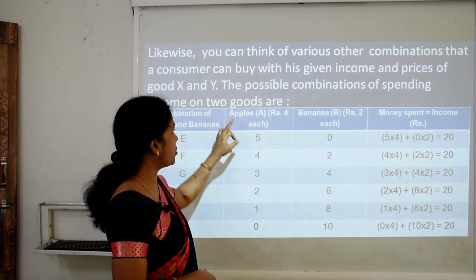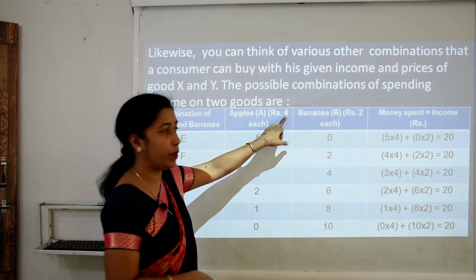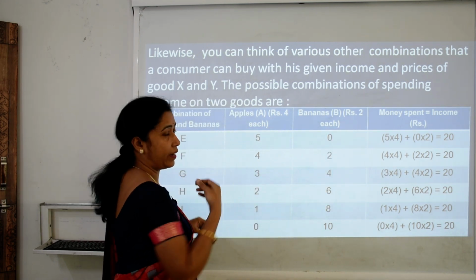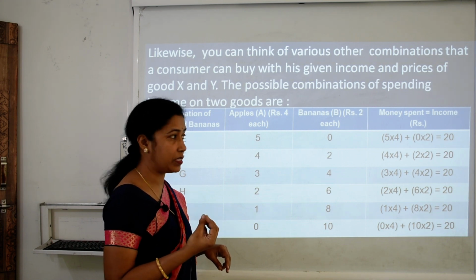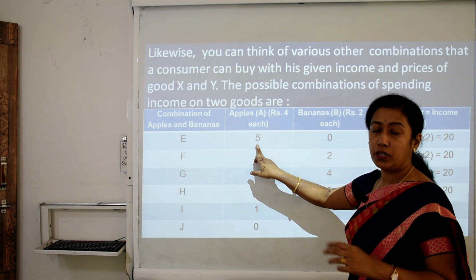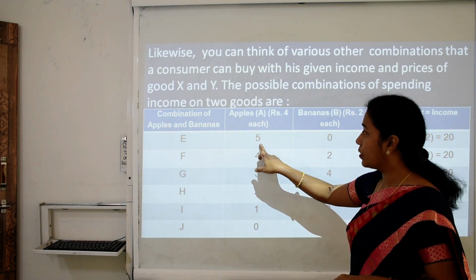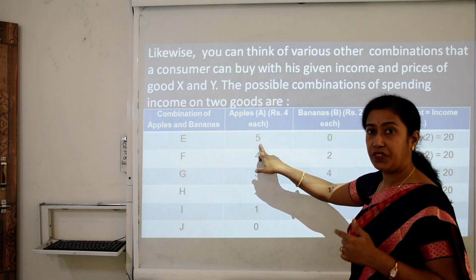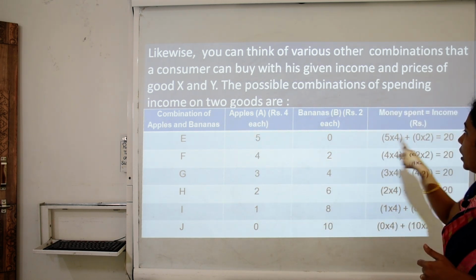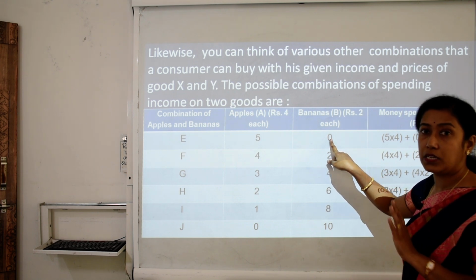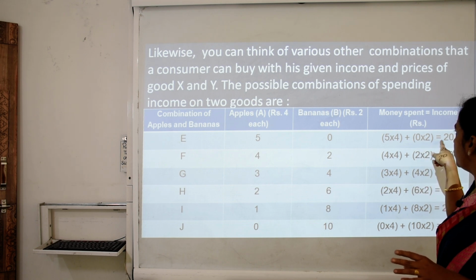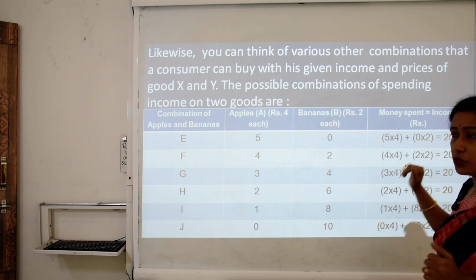Now what is the combination? Apples cost 4 rupees each, bananas cost 2 rupees each. When he spends his 20 rupees income on a combination of both goods, either he can spend all 20 rupees on purchasing 5 units of A, that is 5 into 4 is 20, and 0 bananas, that means he is not purchasing bananas. So we can write 0 into 2 is 0 only. Okay, so 20 we have.